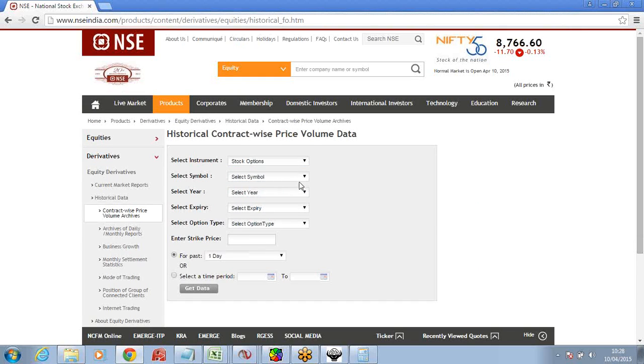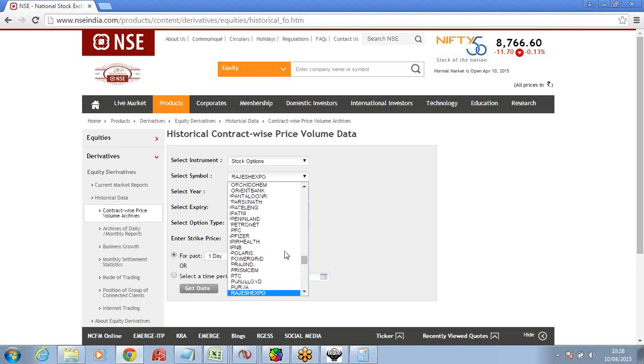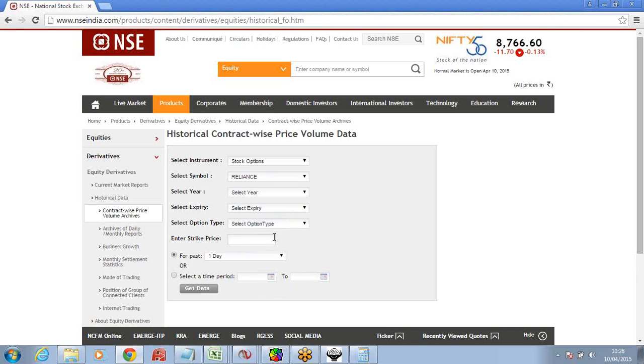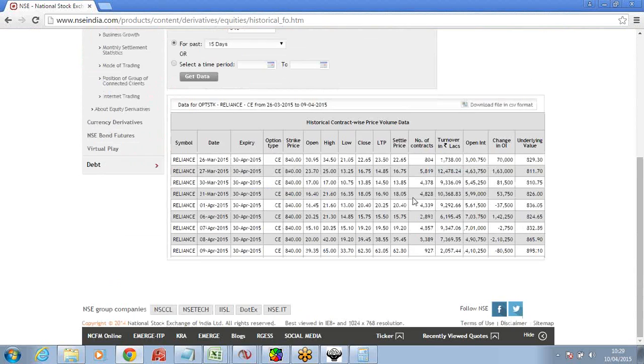So stock options, and I choose Reliance, the present month, the present year. Expiry I'll choose 30th April, that is this month's expiry. And I am choosing a call option, C is our call option. My strike price is 840. So I bought this at 840 strike on 1st of April. Let me just take 15 days of history. I'll show you the price at which we bought this.